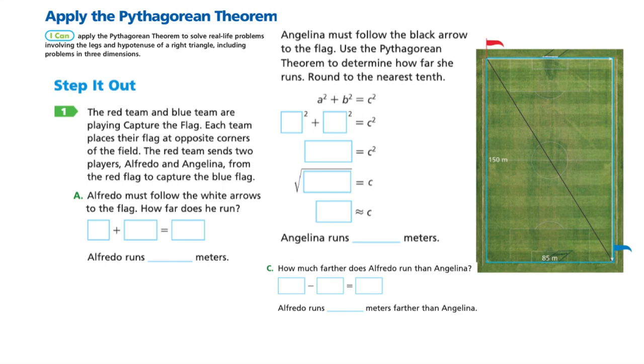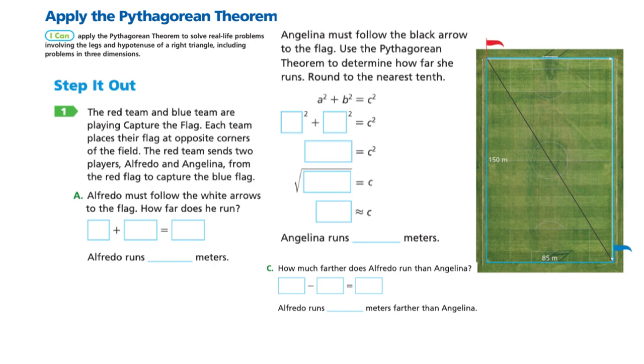Hi, 8th grade. This is lesson 3 of module 11. Apply the Pythagorean theorem. The I can statement says, I can apply the Pythagorean theorem to solve real-life problems involving the legs and hypotenuse of a right triangle, including problems in 3 dimensions. So this first problem, number 1, will be just involving 2 dimensions, but then the next problem will be the 3-dimensional part of it, so you can see how to do that.